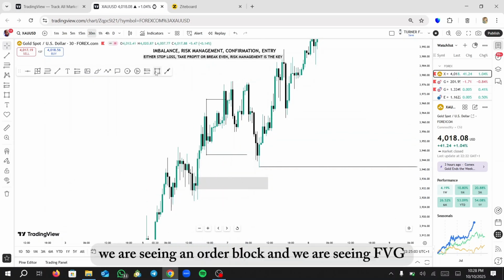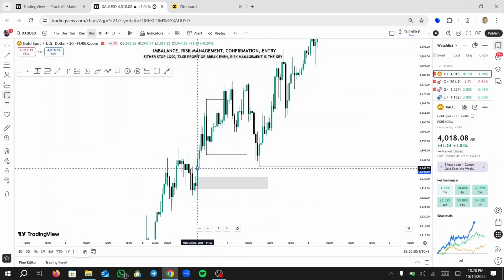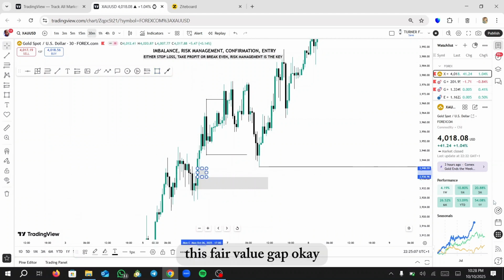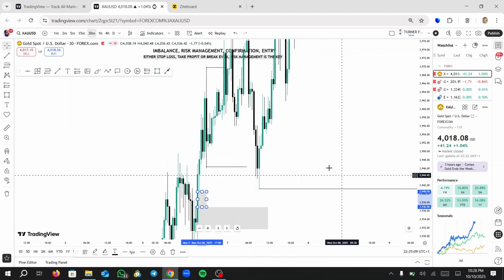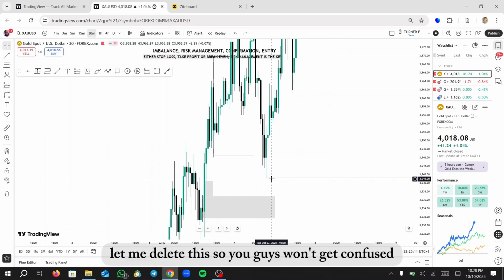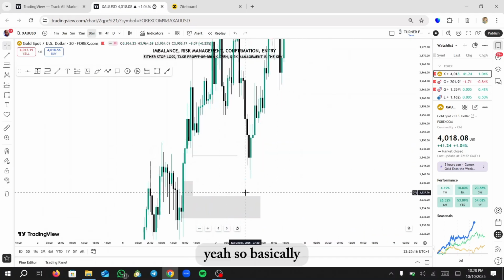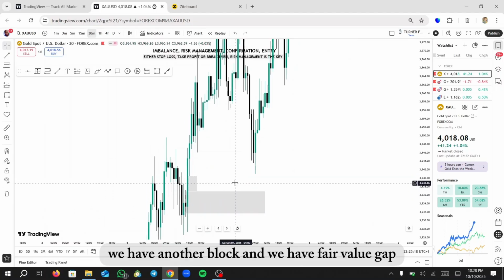We are seeing another order block and we are seeing an FVG, this fair value gap. Okay, let me delete this so you guys won't get confused. Don't know why it's not deleting. Yeah, so basically we have another order block and we have a fair value gap.